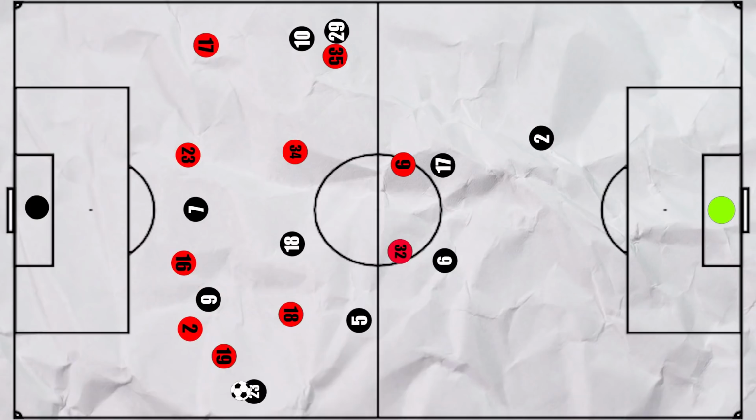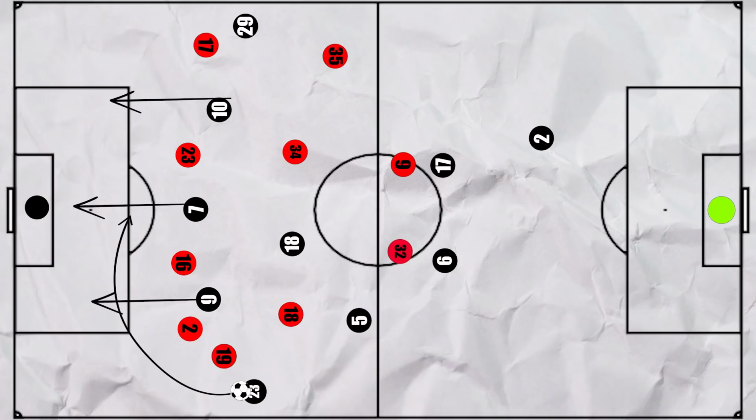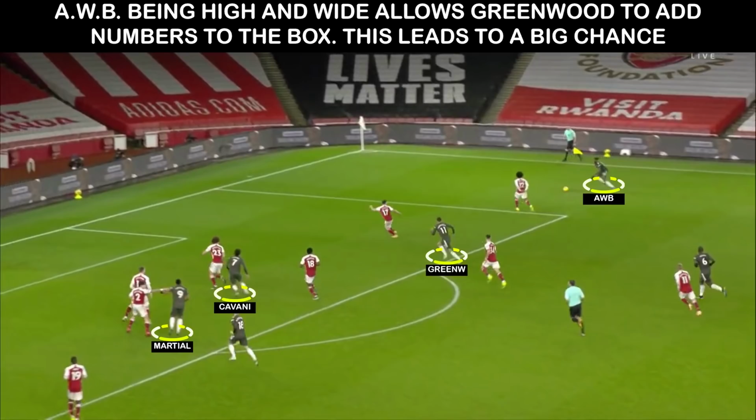Wan-Bissaka also pushed up high on the right hand side, meaning that Rashford, Cavani and Martial were often attacking the box, and we did see crossing from the fullbacks lead to a big chance for Cavani.